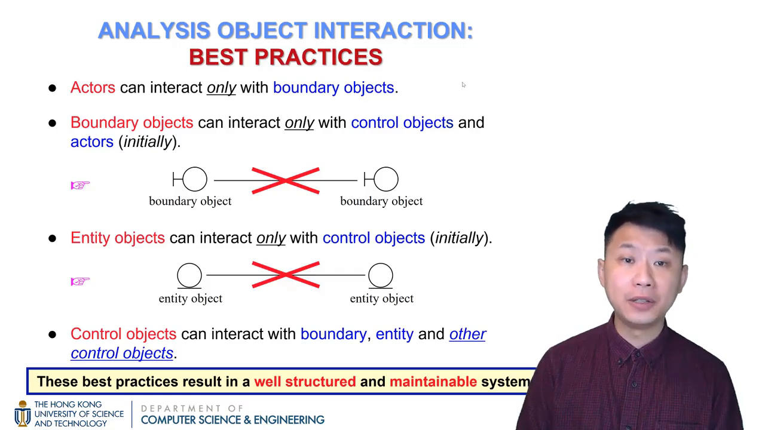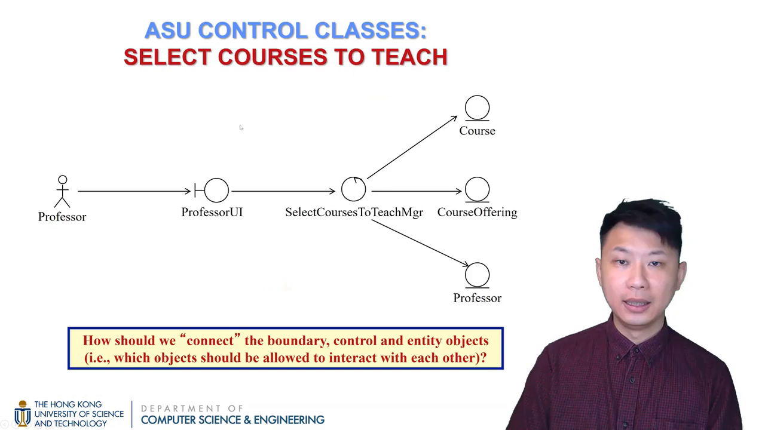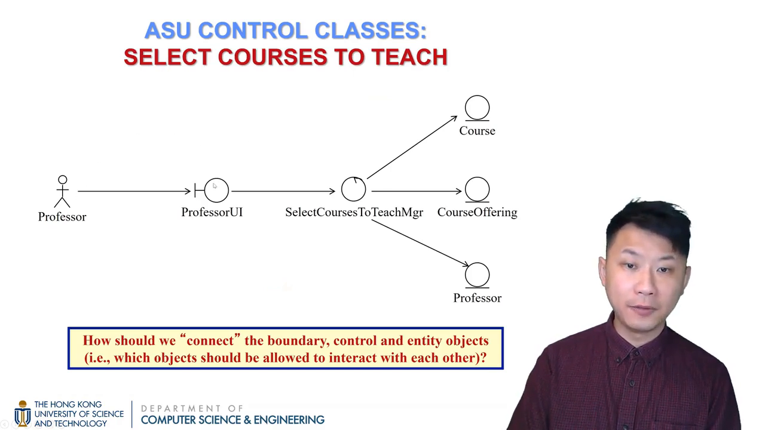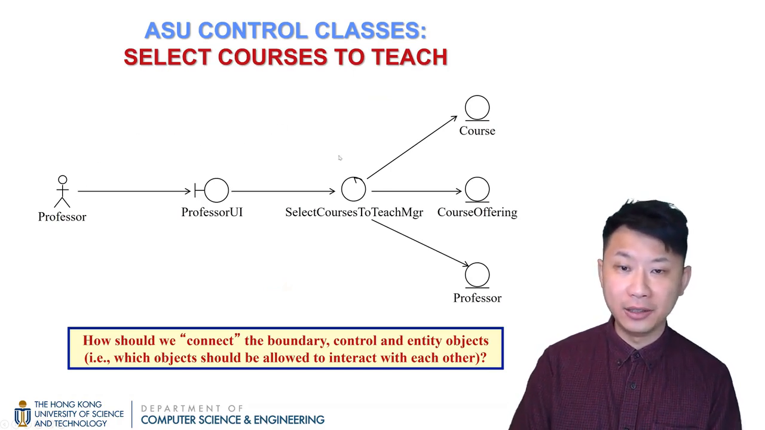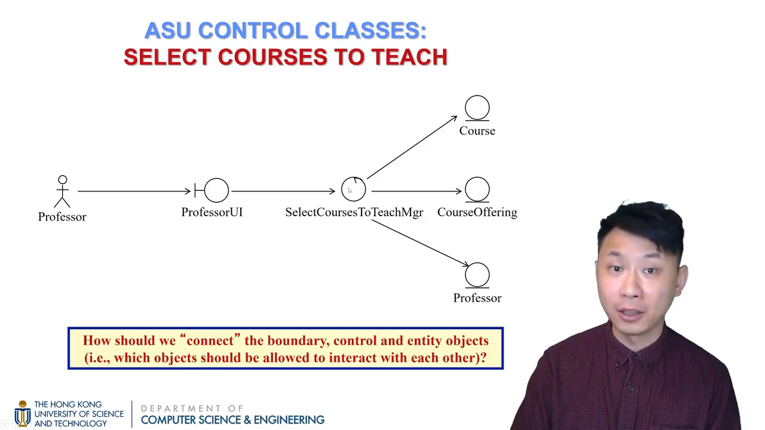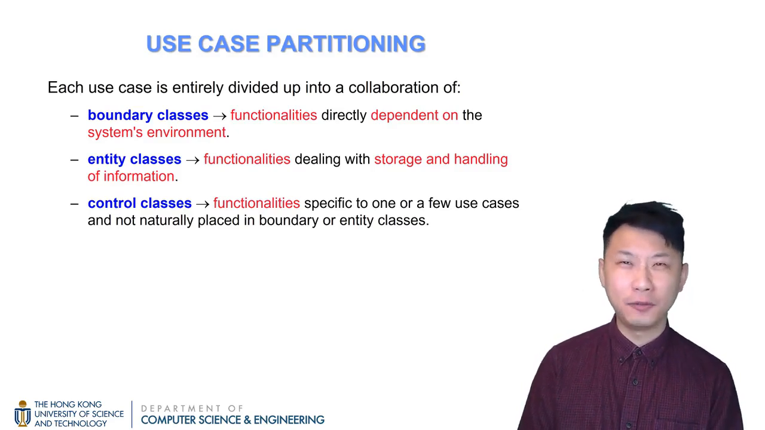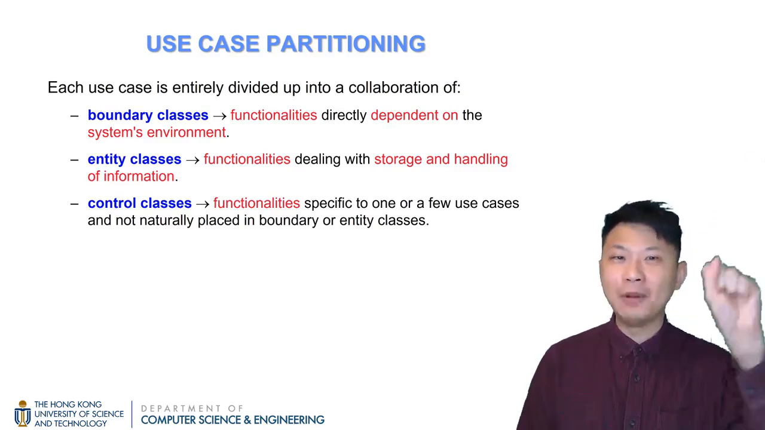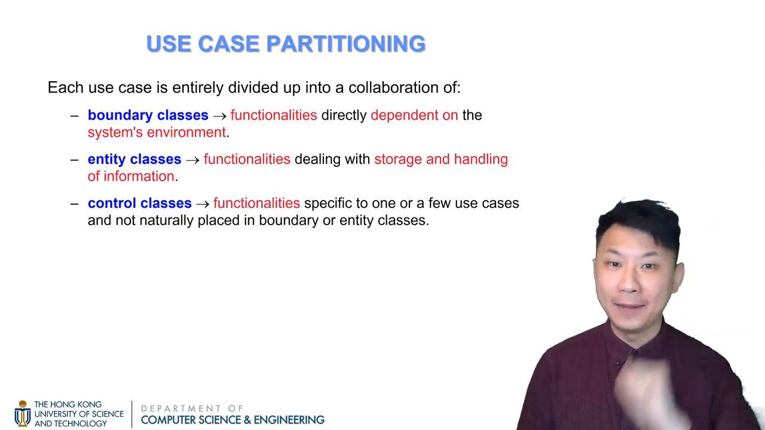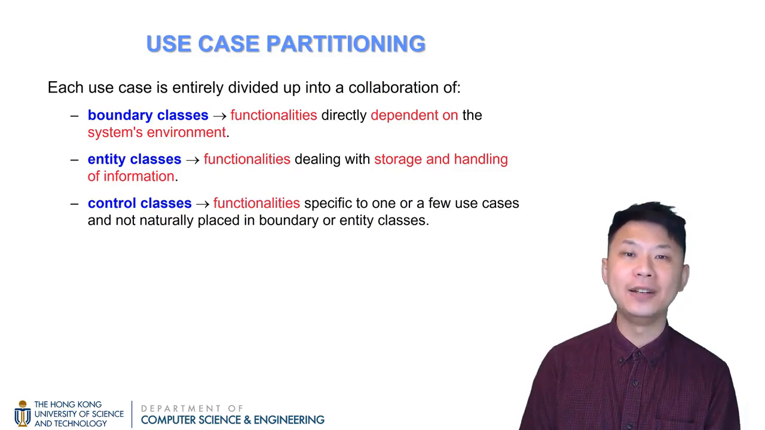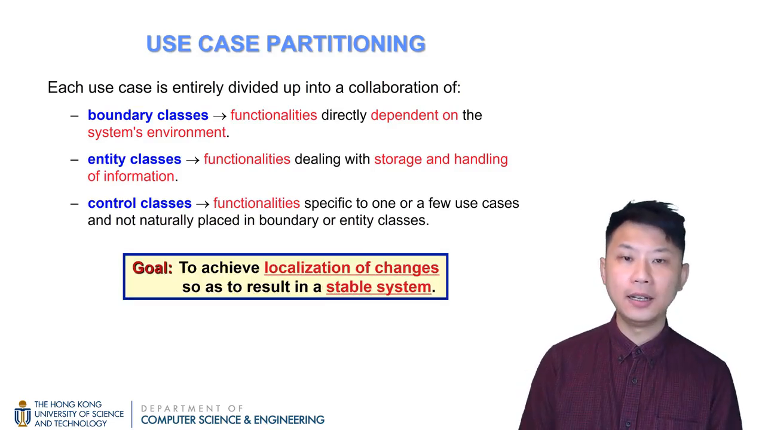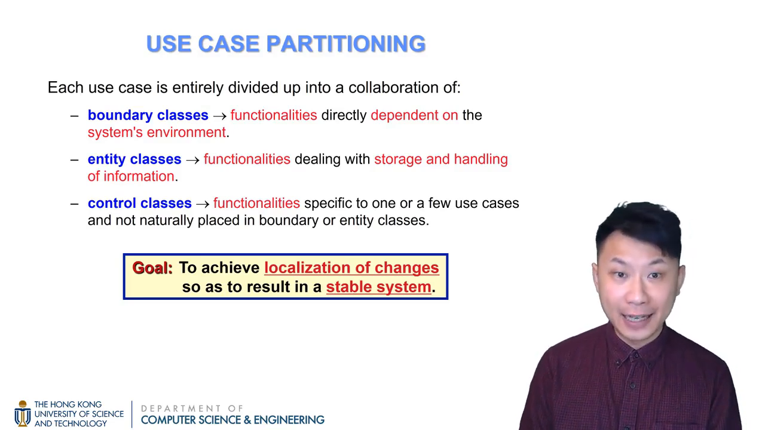And these are the rules that we can use for connecting analysis objects together. And now you can see that a professor is going to use the professor UI, which is connected to the select courses to teach manager, the controller, to modify the data that we have within this use case. So why do we want to partition a use case into these 3 types of classes? Because for each functionality, we will need some UI, we will need some controller, and also we will need some data. So that's why we partition the use case into these 3 types of classes. And the goal is that we try to achieve localization of changes and try to achieve a stable system.